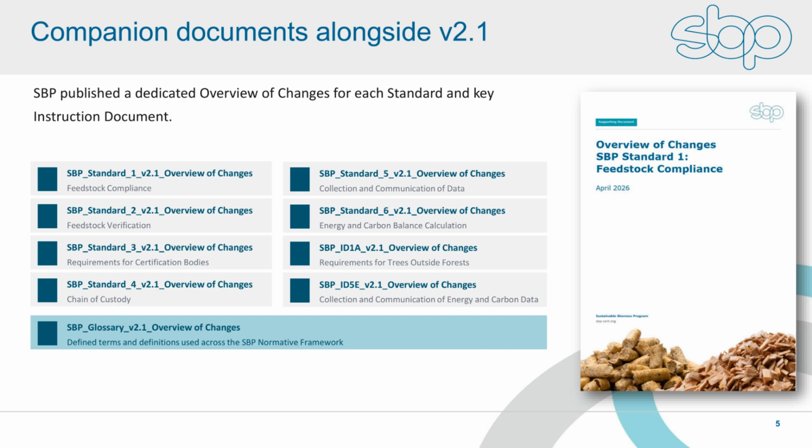Alongside the standards, SBP has published a dedicated overview of changes document for every standard and for the key instruction documents. There's one for each of the 6 standards, plus separate overview of changes for ID 1A on trees outside forests, ID 5E on energy and carbon data, and the glossary. These are your reference companions. This briefing gives you the headlines and the auditor lens. The overview of changes documents give you the full clause-by-clause detail. Keep them close as you work through implementation.